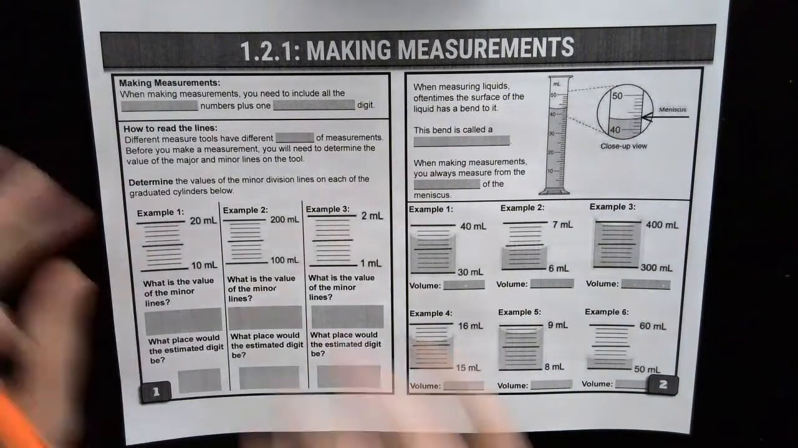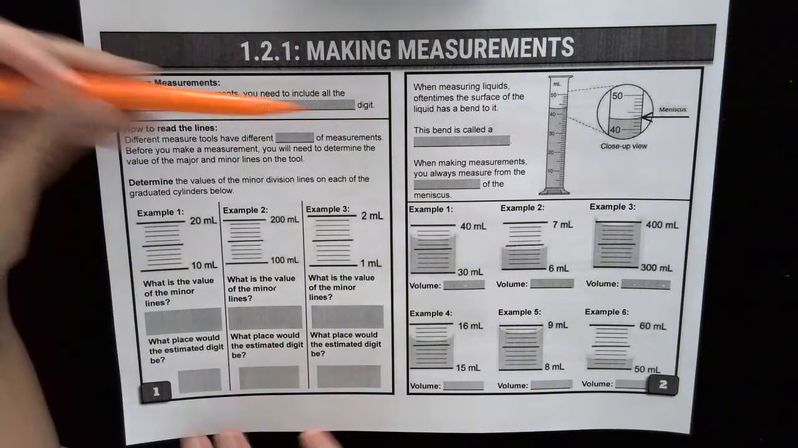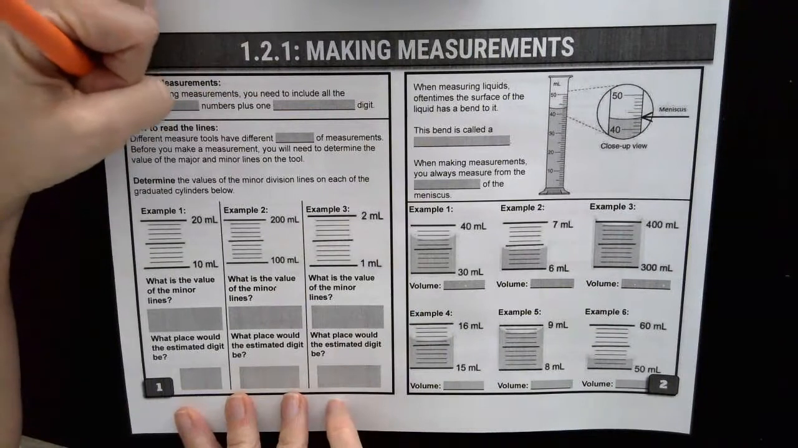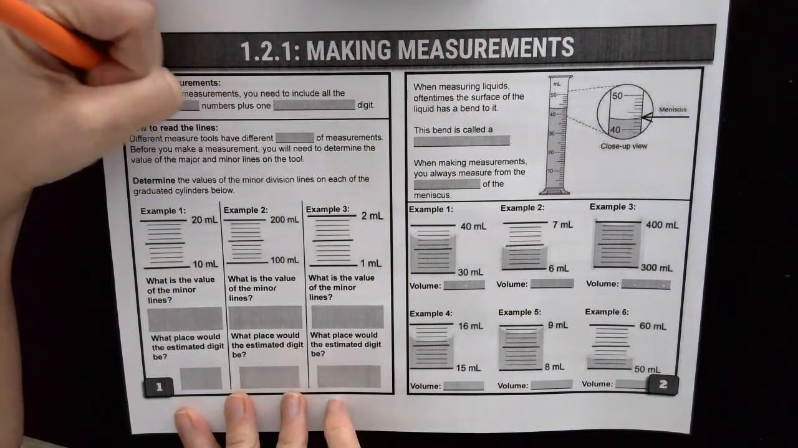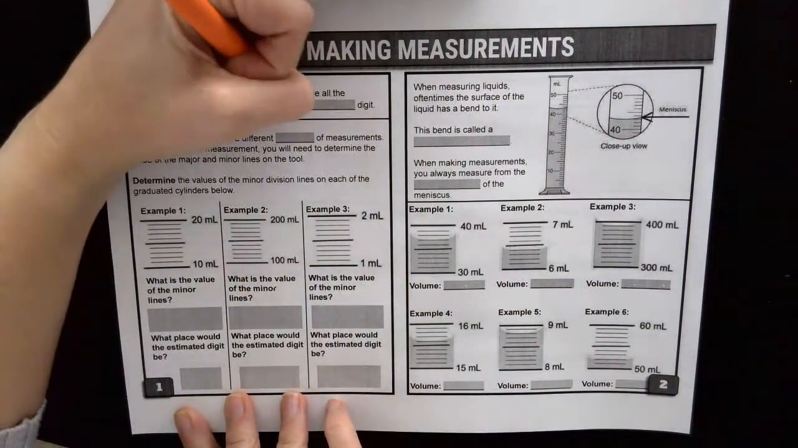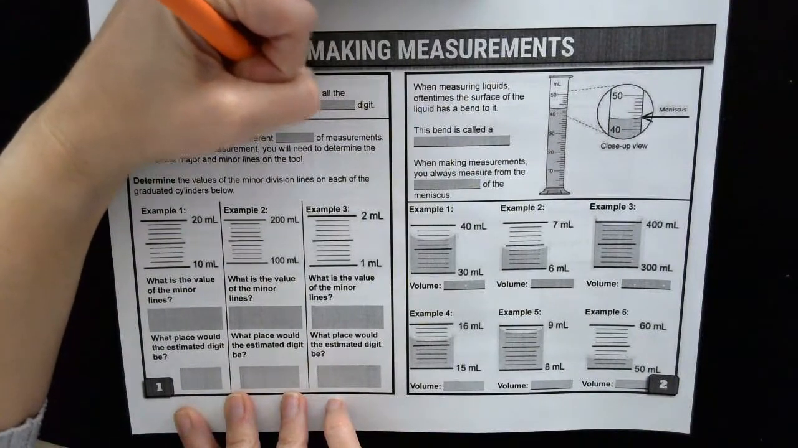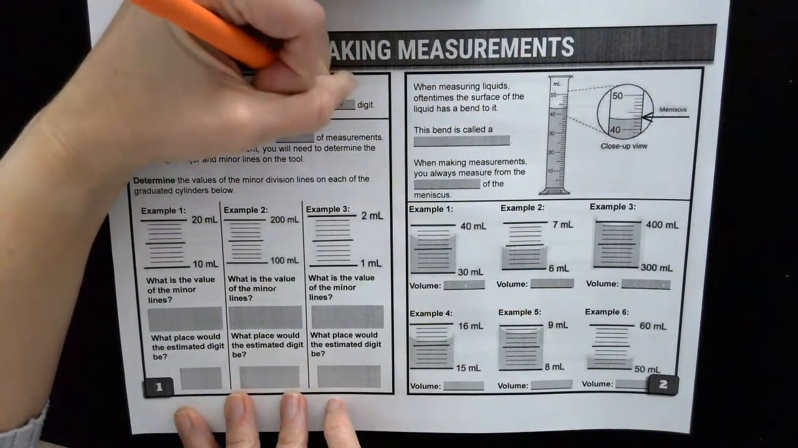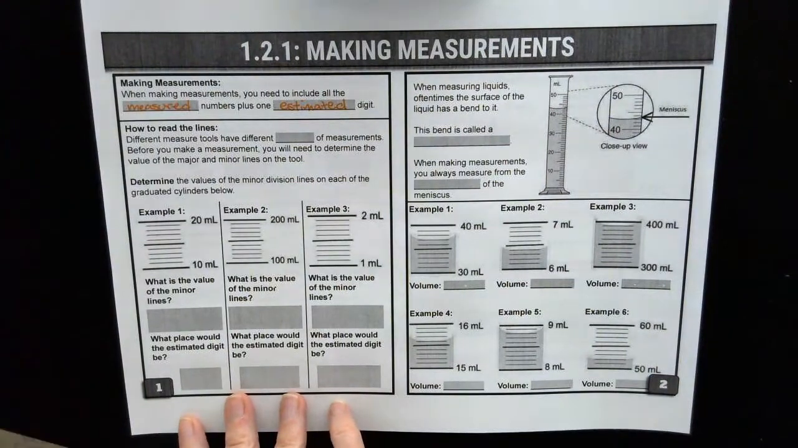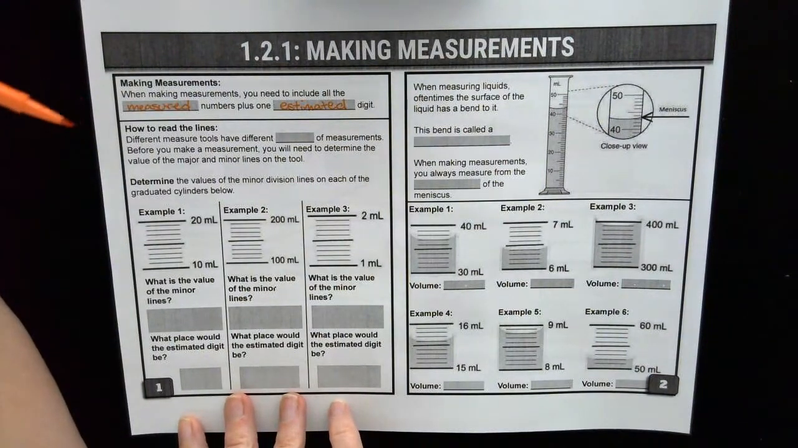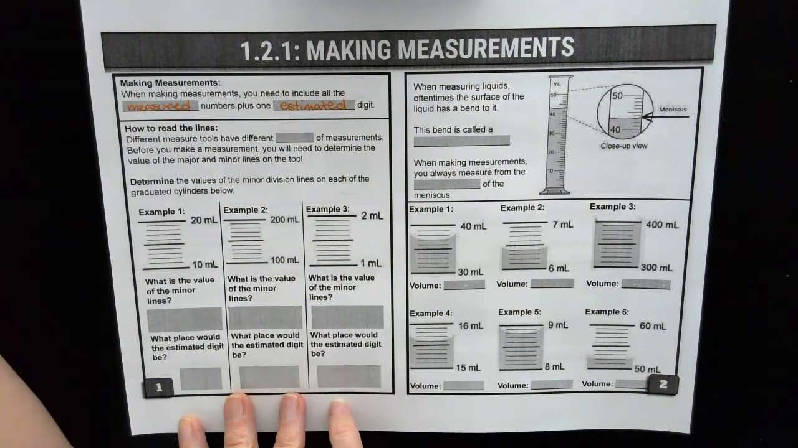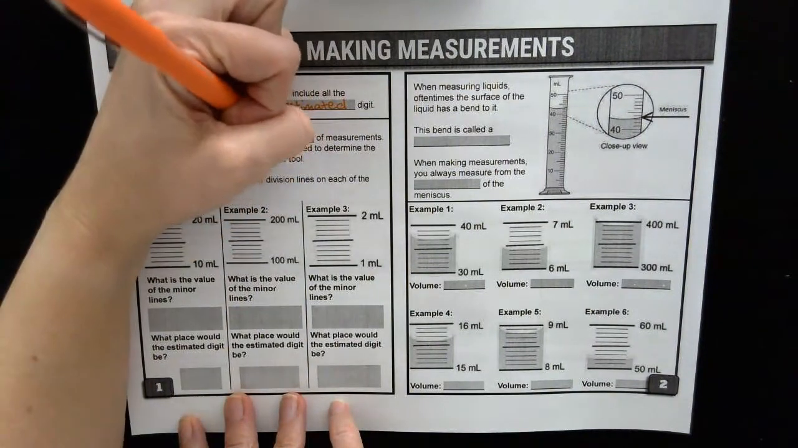So if you take a look here, it says when making measurements you need to include all of the measured numbers plus one estimated digit. Okay, so different measuring tools have different units of measurement.